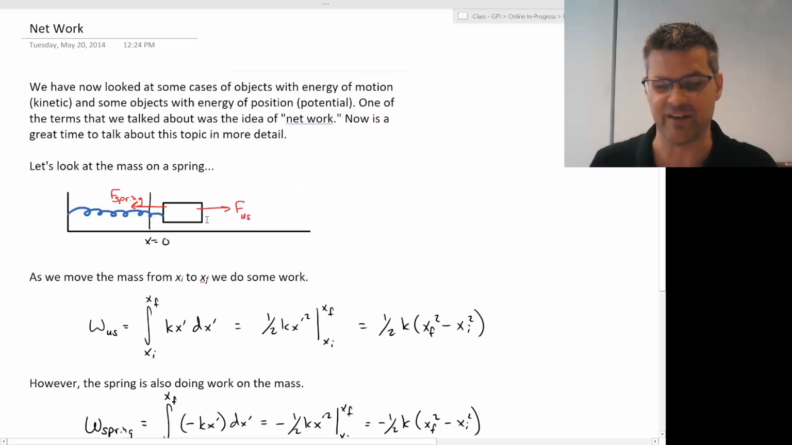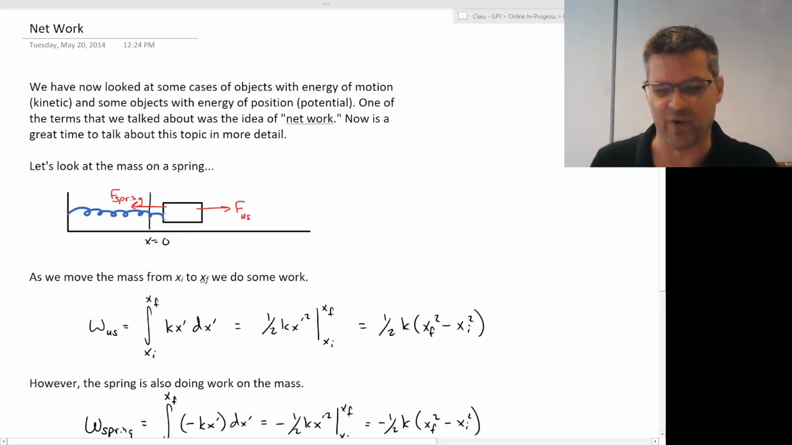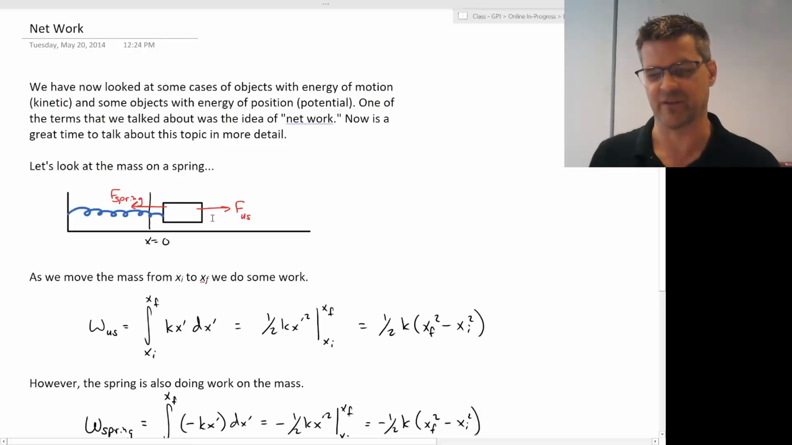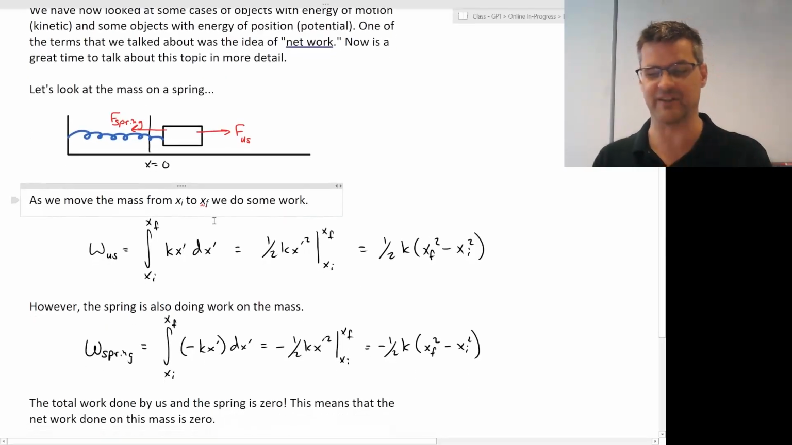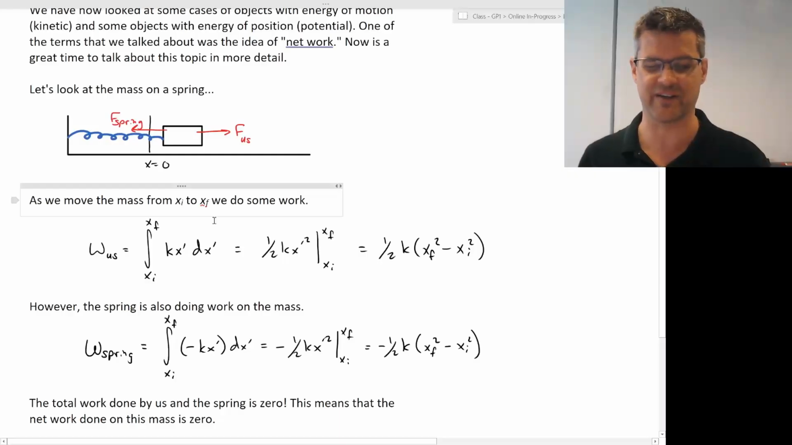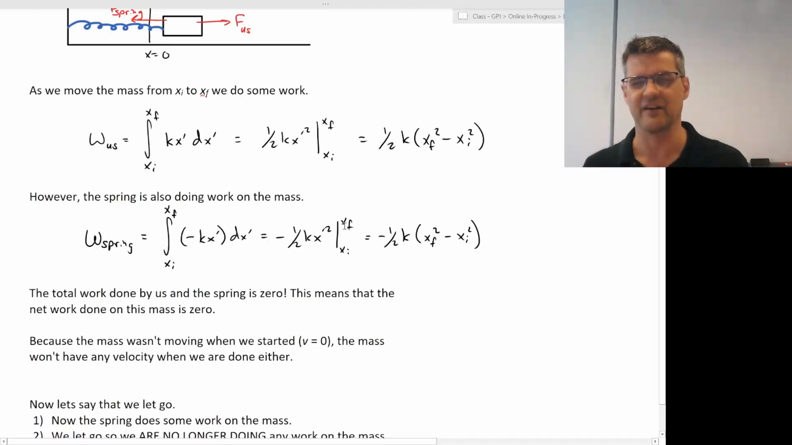Now in terms of net work, maybe we pull on the spring and we're applying our force to the right and the spring is applying its force to the left and we're elongating the spring without changing the velocity. So there's no net work. I figure how much work I put into the system, 1/2 kx squared. The spring is putting in negative that because it's pulling to the left over that exact same displacement. So there's no net work that was done.